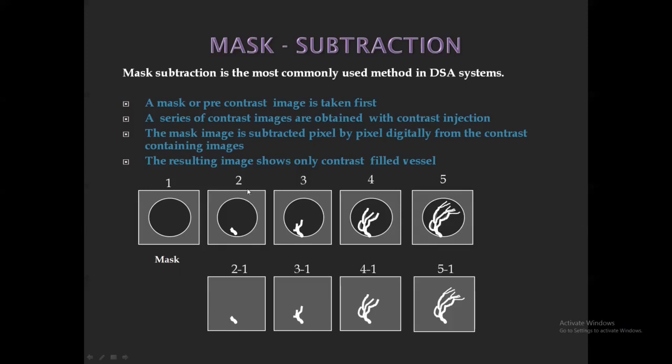And when we subtract image 1, which is called the mask image as I told earlier, from the consecutive images, like image 2 minus 1, image 3 minus 1, image 4 minus 1, image 5 minus 1, the mask image is getting subtracted, and we will get only the blood vessel images.